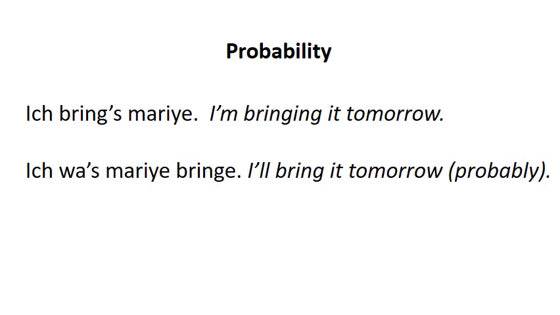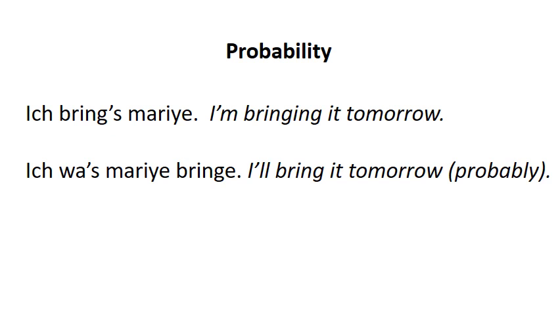But in a sentence like this, Ich was Maria bringe, which you could also translate as I'll bring it tomorrow, there is a hint that maybe it won't happen. Ich was Maria bringe. You're implying that you're going to bring it tomorrow, but because you're saying it's probable, there's also a hint of possibly not creeping into it. Ich was Maria bringe. I'll bring it tomorrow.